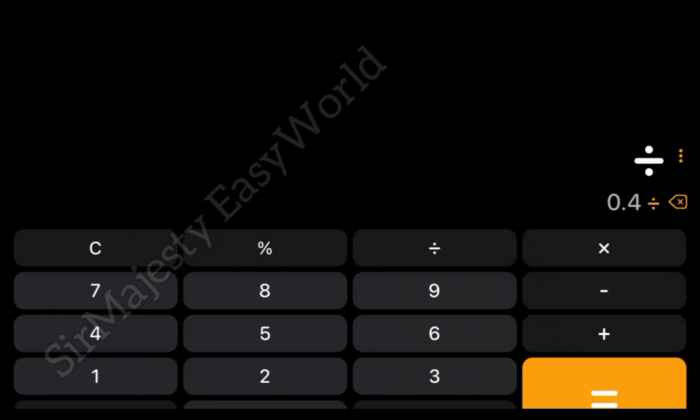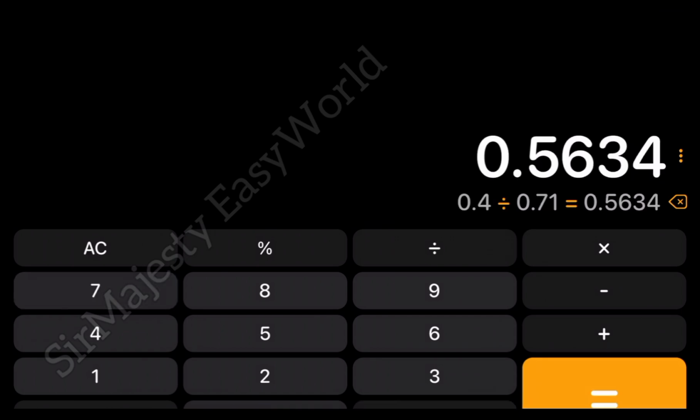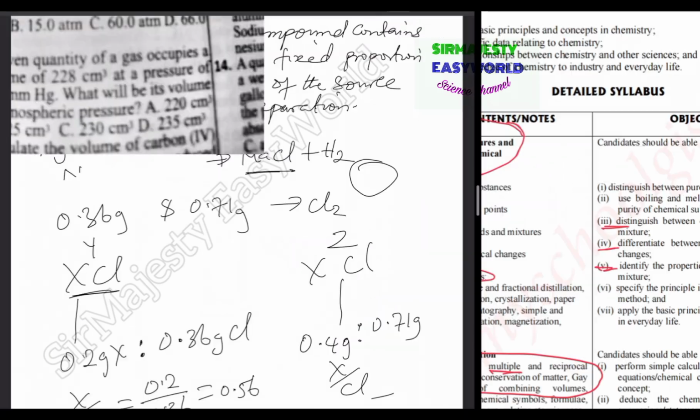0.4 divided by 0.71, we have 0.563, which is approximately the same thing. So 0.56. So it's law of what? Definite proportion or constant composition. That's the answer to the question.